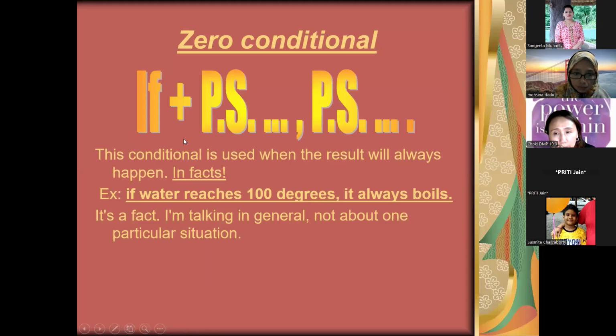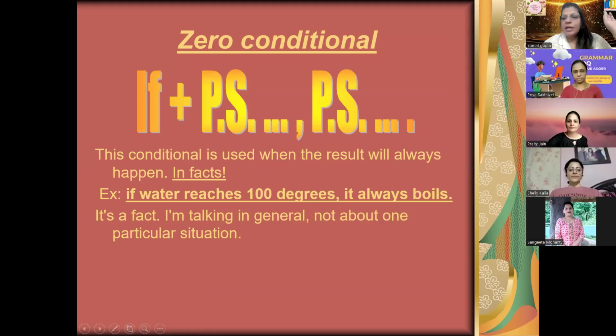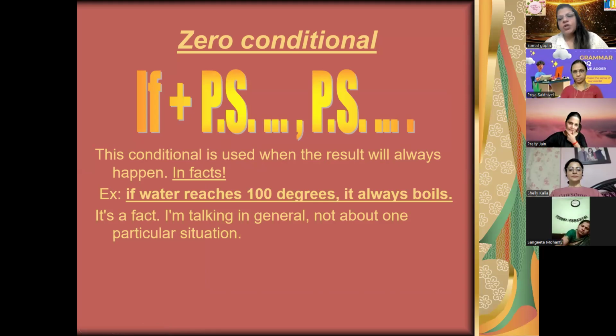Okay, so the 0 conditional sentences. This conditional is always used when the result will always happen. When to use type 0, type 1, type 2, you should know in your mind. So when do we use type 0? When we talk about a result which always happens. It is a fact. It is not that it will happen in Delhi and not in Mumbai. If it is a true statement, it is applicable all over the universe. For example, if the water reaches 100 degrees, it always boils. Guys, this is a general fact.